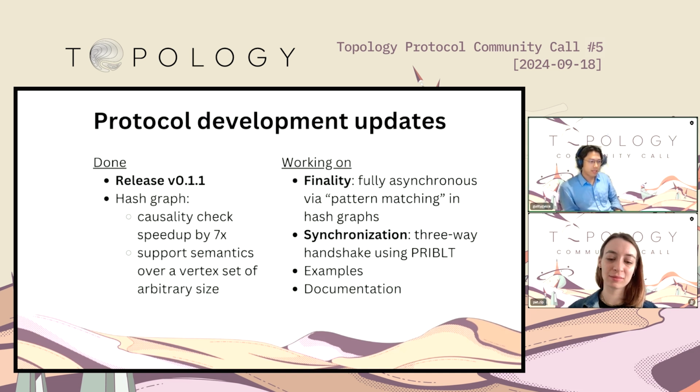So that's really exciting. The second major feature shipped with Hashgraph is that we are now supporting semantics that is defined over a set of vertices, arbitrarily sized. And as a reminder, before this feature, we only supported semantics that is defined over pairwise vertices. And just a quick reminder what semantics is.